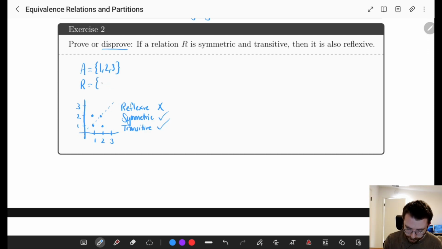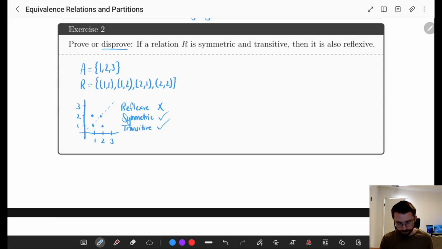I'll write the relation down as a set of ordered pairs: (1, 1), (1, 2), (2, 1), (2, 2). That satisfies the condition. Essentially, the logic here is if you have some symmetric and transitive relation which leaves out an entire element of your starting set, then there's no chance for it to be reflexive, but it can still be symmetric and transitive. Cool. That indicates to me it was probably safe to just do something like this.